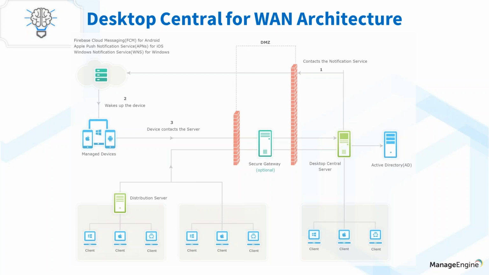the internet. When it comes to remote locations, we have a component called Distribution Server, which is used to throttle the bandwidth for the data traffic between the central server and the remote location. We will talk about this in detail as we go into the training. We can choose to have the machines communicate either directly with the Desktop Central server or along with the distribution server. You will be able to manage all your mobile devices using a secure gateway tool.